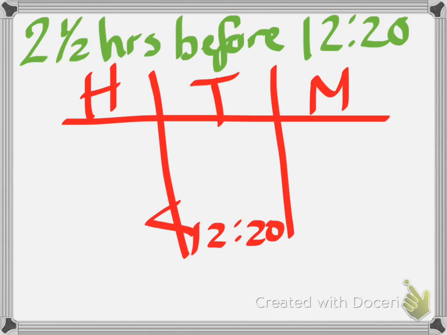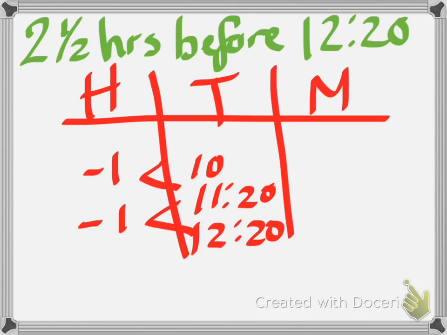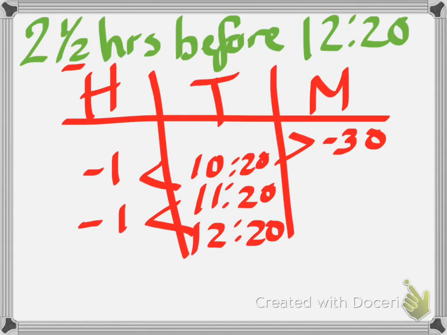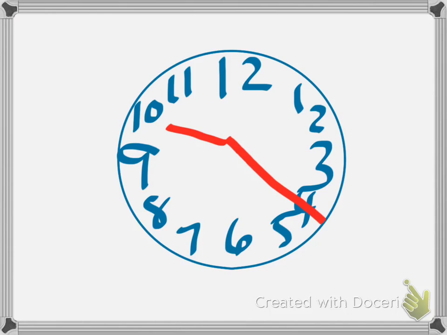And we need to go work backwards 2.5 hours. So here we need to take away 1 hour. And that would be 11:20. We need to take away another hour, which would give us 10:20. Now we need to take away 30 minutes because we're taking away a half an hour. Okay, and if you're not sure, you can go ahead and draw a clock, which I've already done for you. So we have 10:20, but we need to go back 30 minutes.